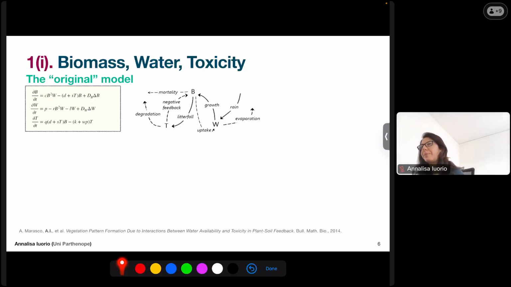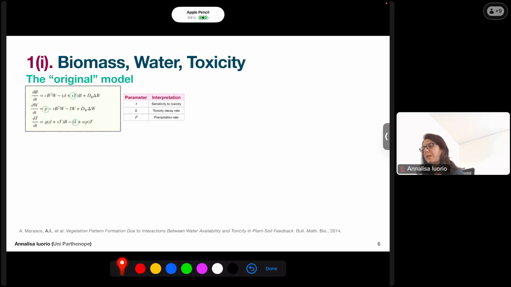If I consider the biomass equation, I am basically saying that the biomass is sensitive to toxicity via this term S times T times B with a negative sign, but the toxicity is also produced by the biomass because you have a positive income over there, which is equal to Q times S times T times B. So this is basically what you would retrieve in the model that we have summarized on the right-hand side.